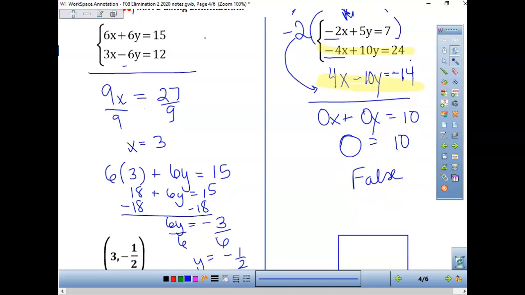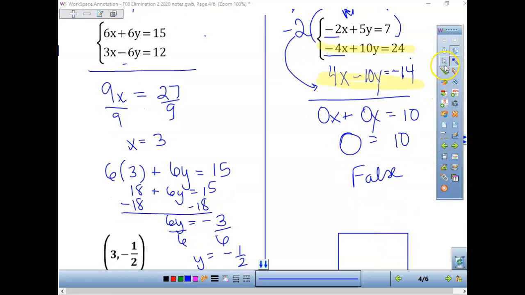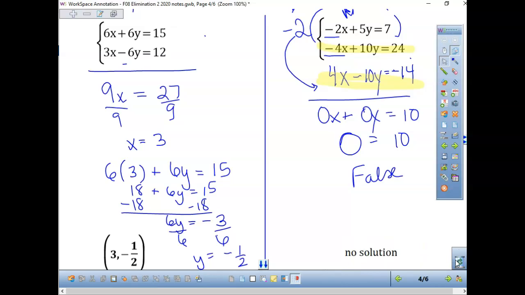So this is how you get no solution: when you add them together, the x's and the y's cancel, and the numbers are not the same. Now, sometimes you're going to see tonight in your homework that you add these together, and you're going to get like 10 equals 10. 10 equals 10, then you have infinitely many, okay?